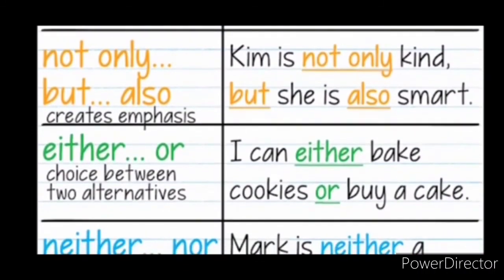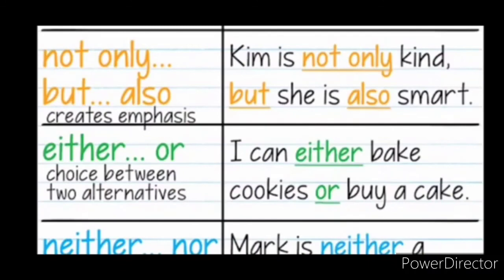Either or. It's a choice between two alternatives. So either or is a correlative conjunction that shows the choice between two alternatives. I can either bake cookies or buy a cake. So here we are giving equal weight and importance to baking cookies as well as buying a cake. I can either bake cookies or buy a cake, so it is a positive thing.